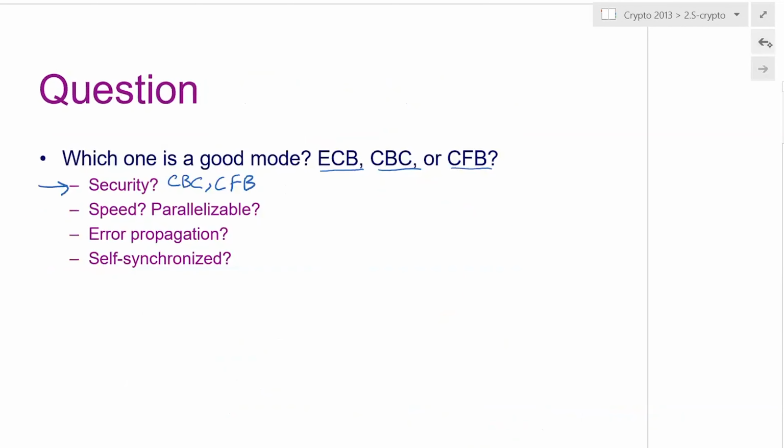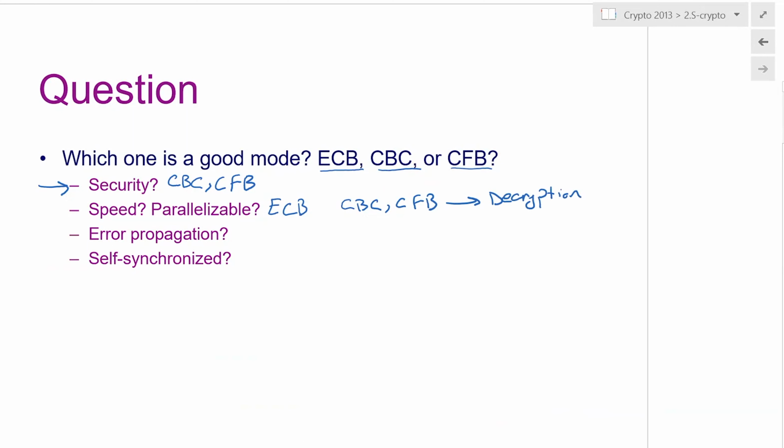Given this, I can tell that ECB is the fastest one, right? And then for number 2, we have CBC and CFB for only the decryption circuit, right?